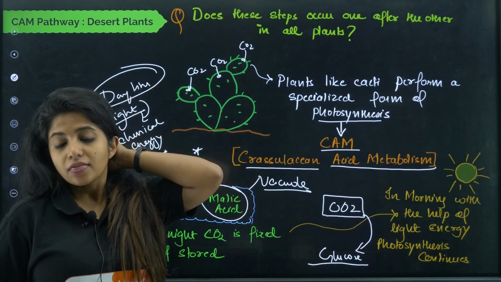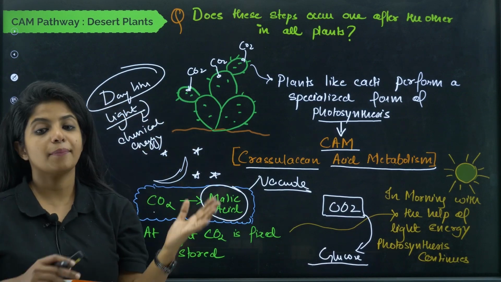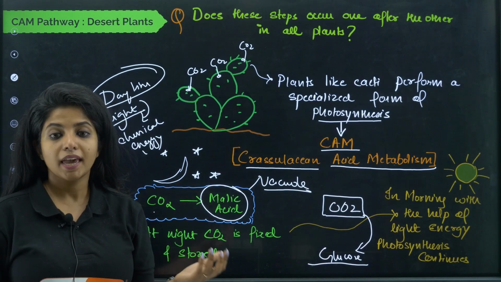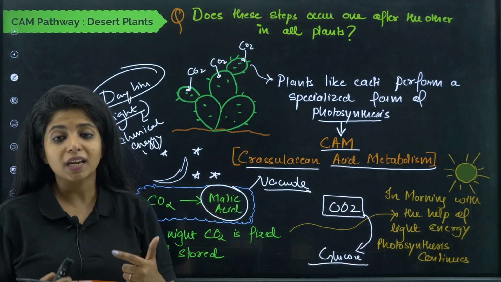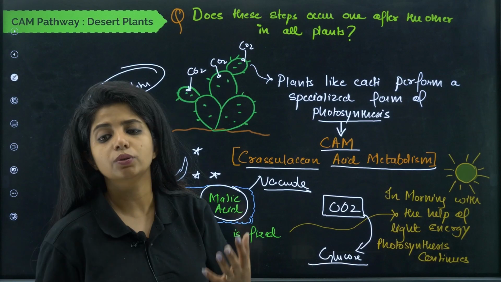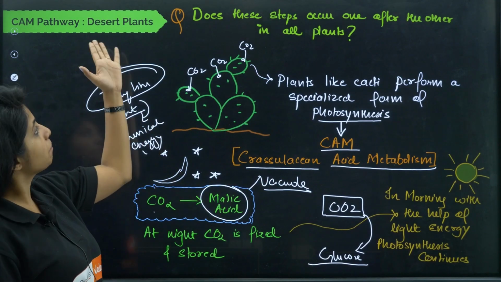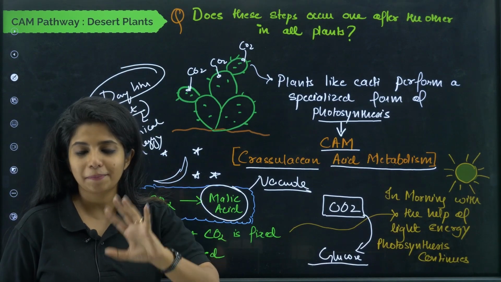So over here the reduction of CO2, okay, it is happening in the daytime, but the taking in of CO2 happens in some other time. So it's not a very quick process that is happening, it's a time taking process, and I cannot say it is a very continuous process that is happening, which is why they are kind of different. So this is CAM pathway, my dear children, and it is exhibited by the desert plants.